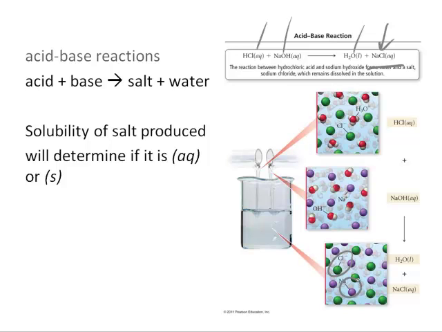And so what we could see is that if we broke this up into its net ionic equation, we would see that sodium and chloride are both spectator ions. So the net ionic equation for this reaction would be H plus hydroxide yields water.